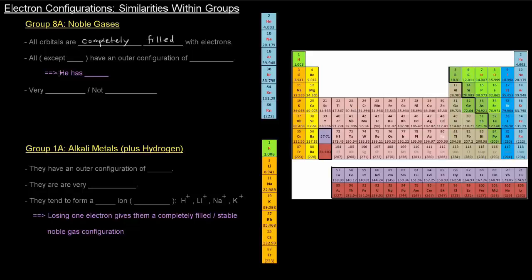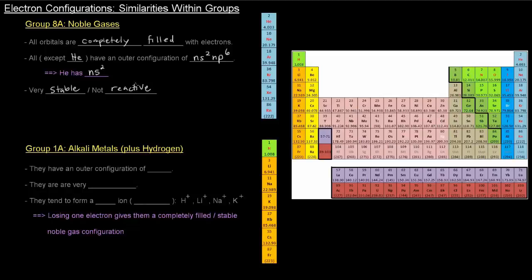In fact, all of them, except helium, the first one up here, have an outer configuration of ns2 np6. Helium doesn't have the np6, it's just ns2. And because their orbitals are completely filled, they are very stable and not reactive. Chemical reactivity is based on what's going on with electrons, and because these are filled, they're really, really stable and unreactive.